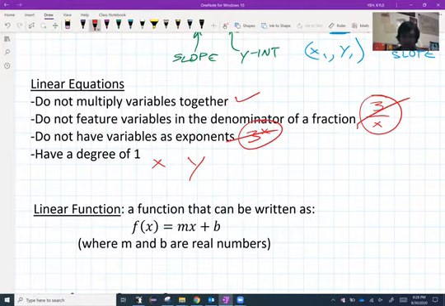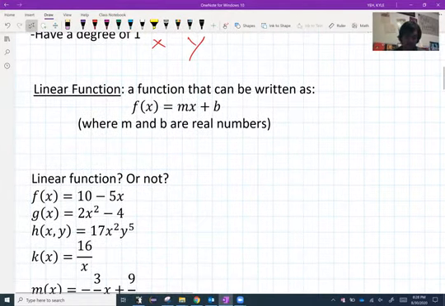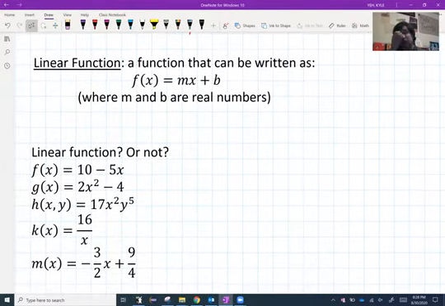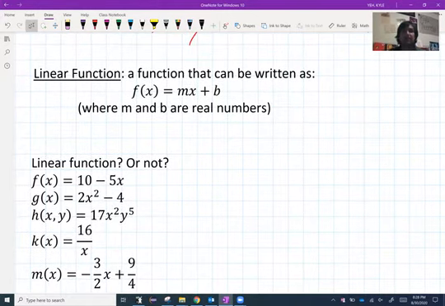So when we are looking to see if things are linear or not, one of the questions we ask ourselves is, can the function be written as f of x equals mx plus b? And there's that slope-intercept form from above. Can we represent a linear relation like this? And if so, it is a linear function where m and b are real numbers.